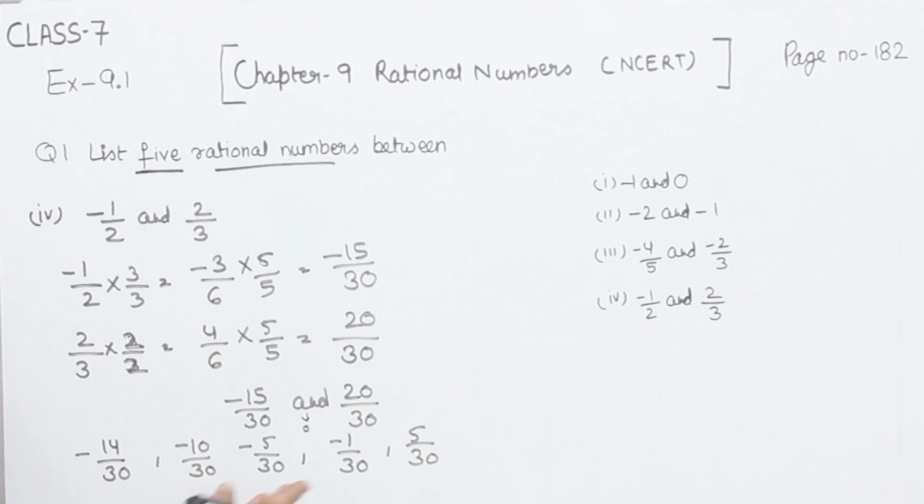So this one is on the positive side and the negative side both. We have the numbers negative also and positive also. So 1, 2, 3, 4 and 5. So these are the 5 numbers between -15 by 30 and 20 by 30, or originally between -1 by 2 and 2 by 3. So this is part 4. With this we have completed question number 1. In the next video we are going to start with question number 2.